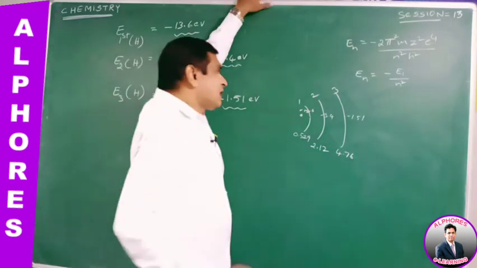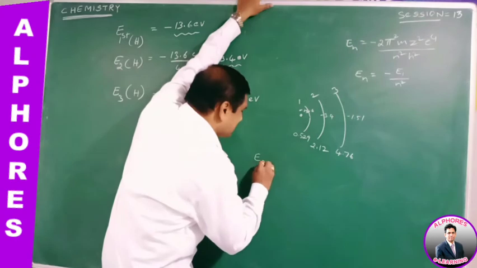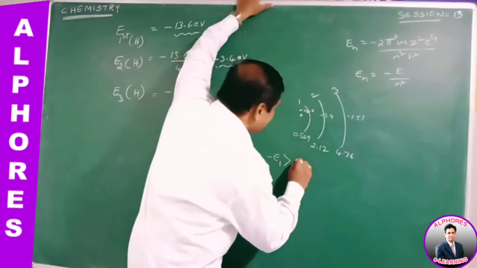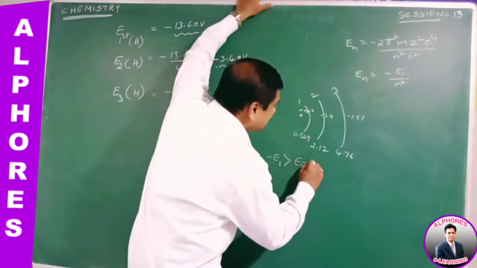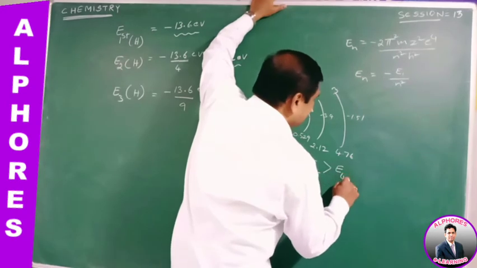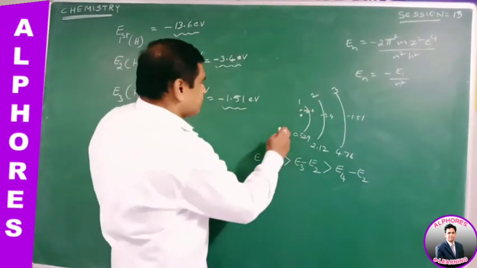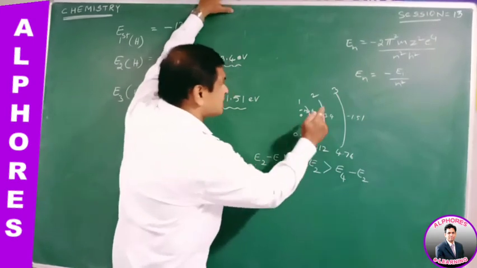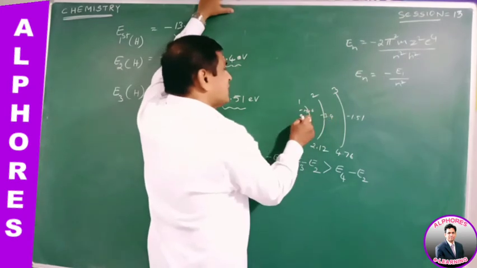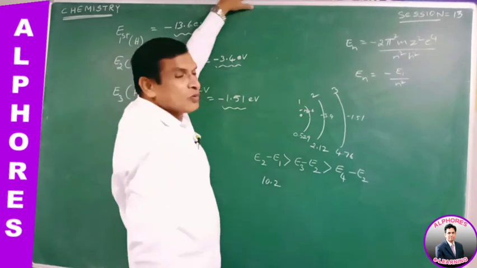Energy difference gradually decreases. What we explained there is that the difference E2 minus E1 is much greater than E3 minus E2. It is much greater than E4 minus E3. We already mentioned that. Let us see. E2 is minus 3.4, E1 is minus 13.6. What is the difference between these two? E2 minus E1 equals 10.2 electron volts.